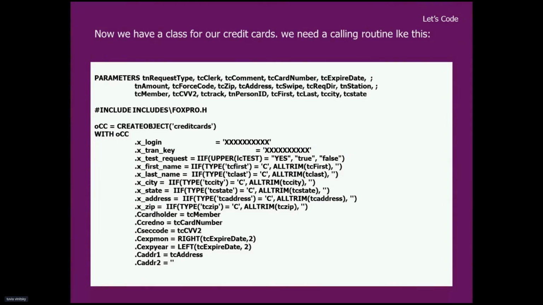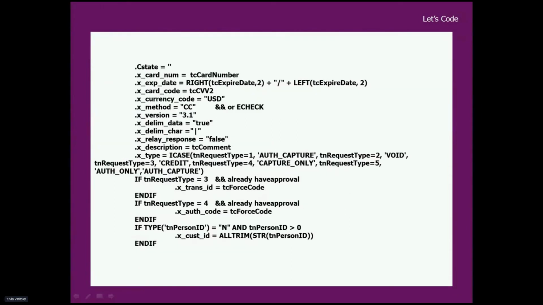So instead, we've abstracted the key information into a routine that works as follows. You'll notice there's a long list of parameters here. The request type, the clerk, the comment, the card number, the expiration date, the amount. These are things that potentially our point of sale system or our application would have taken in. It instantiates the object, and then it updates the properties that are relevant. There's about 15, 20 properties you see here. It updates the first name, the last name, the city, the state, address, zip, cardholder, number, security code, expiration date, and address. It updates all of that. Some more.